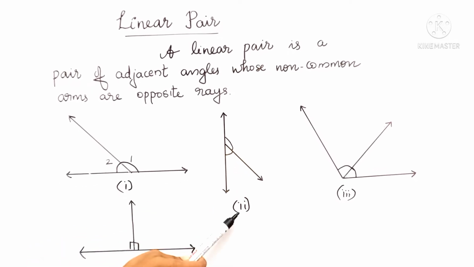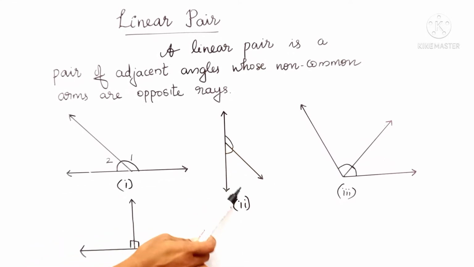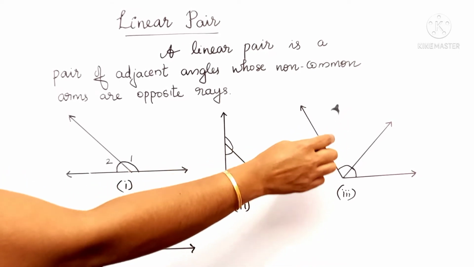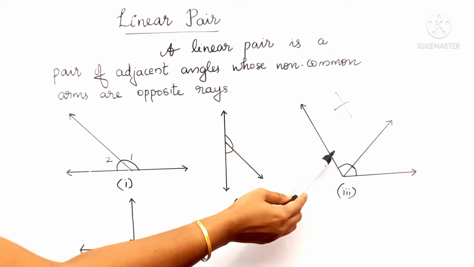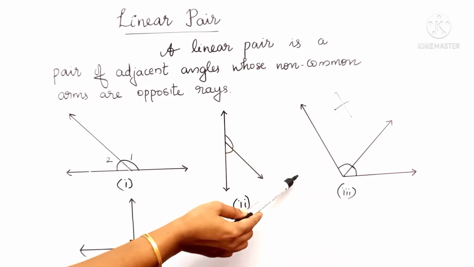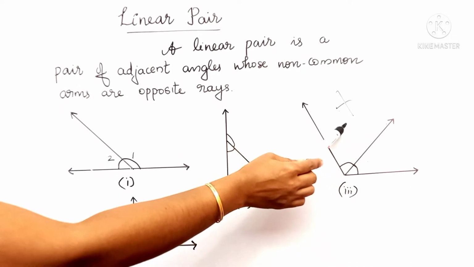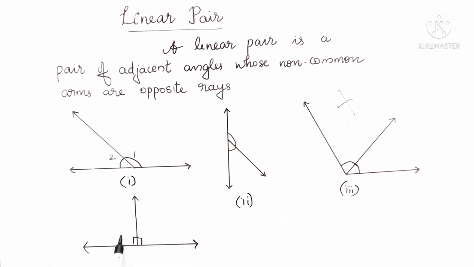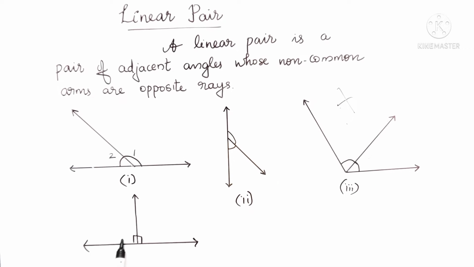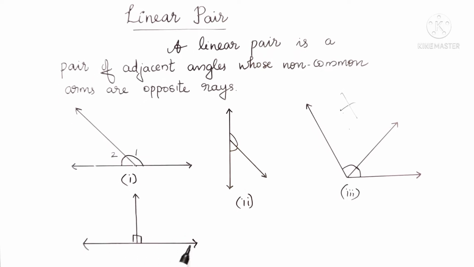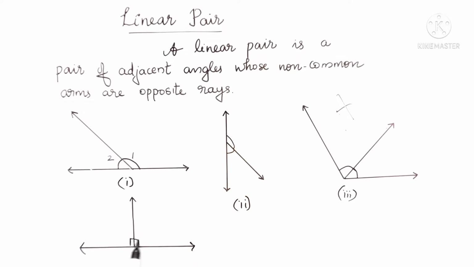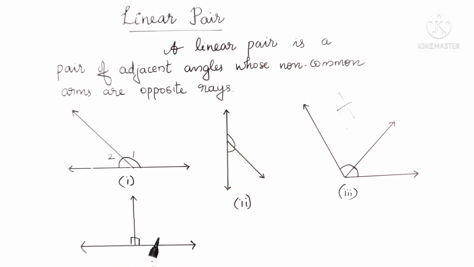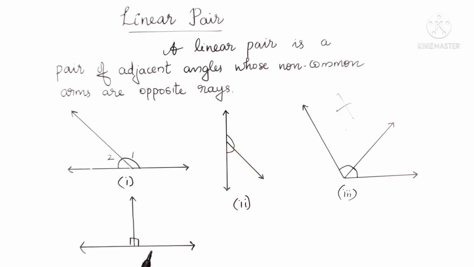And similarly the second one is also a linear pair, but the third one is not a linear pair. It is not a linear pair because these non-common arms are only on either side, not opposite rays. These are adjacent angles but not a linear pair. And here you can see two right angles forming a linear pair. These two rays are opposite and this is the common arm, and this is a linear pair. That means two right angles can form a linear pair.